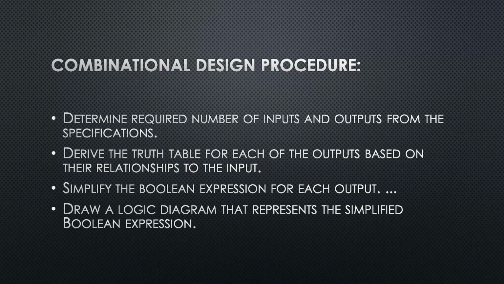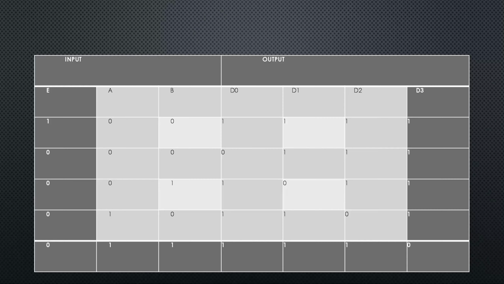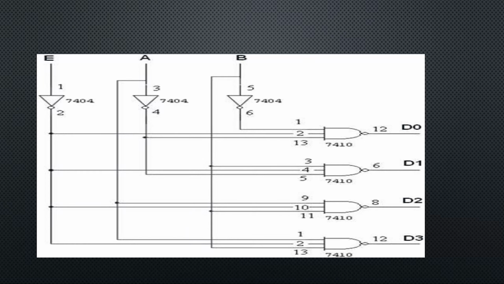First, we have to determine the number of input lines and outputs from the specification, and derive the truth table for each of the outputs based on their relationship to the inputs. And we have to simplify the expression for each output, and draw the logic diagram that represents the simplified Boolean expression. And this is the output table for the decoder, the truth table, and this is the circuit diagram.